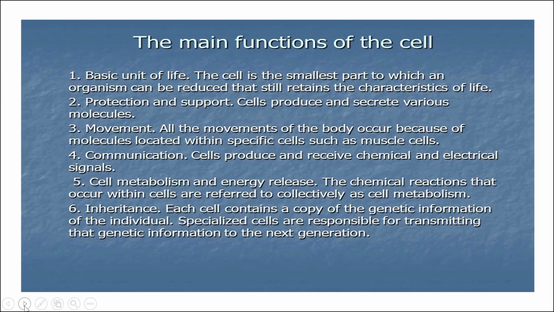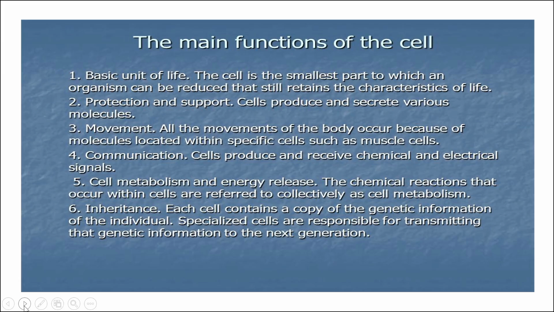All the movements of the body occur because of the molecules located within specific cells, such as muscle cells. Cells produce and receive chemical and electrical signals so that they communicate with each other. The chemical reactions that occur within the cells are collectively referred to as cell metabolism, where energy is released. Each cell contains a copy of the genetic information of the individual.